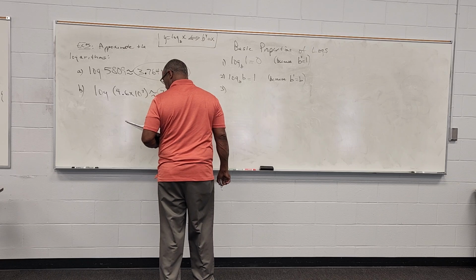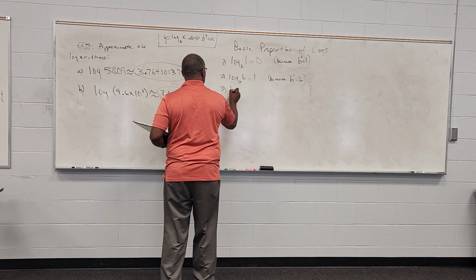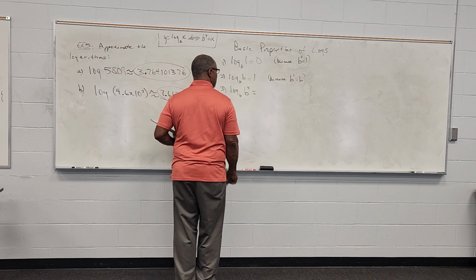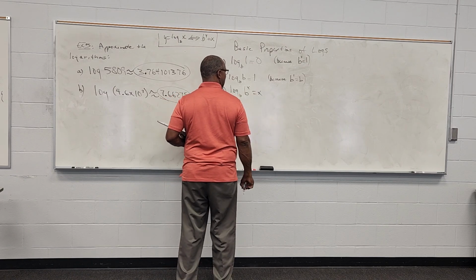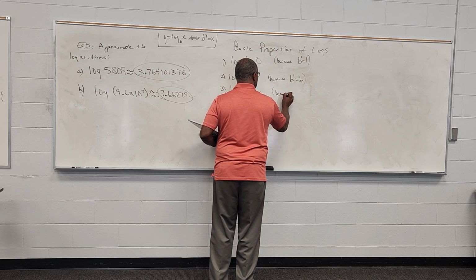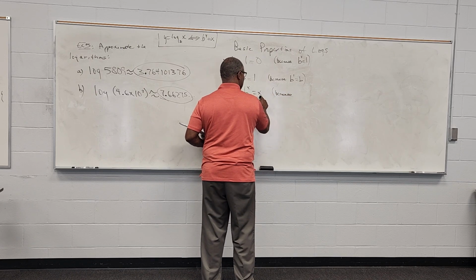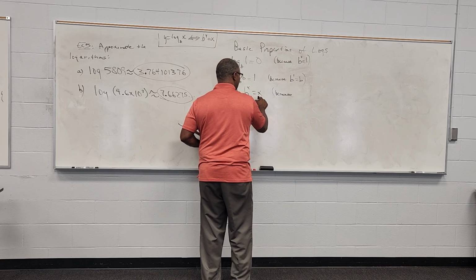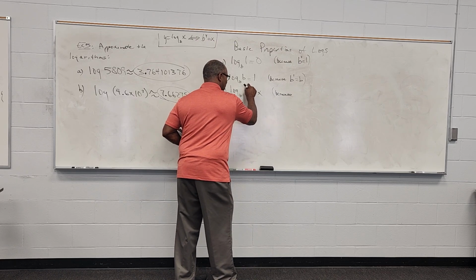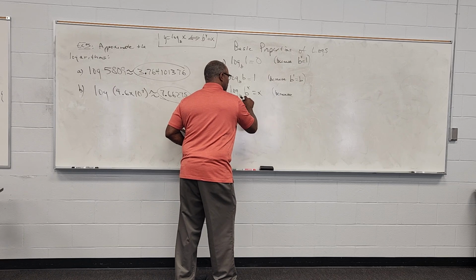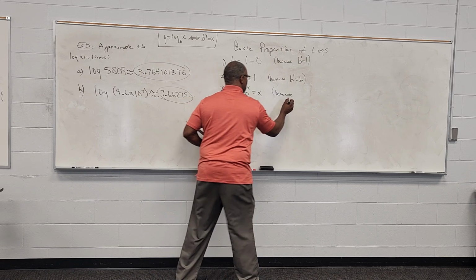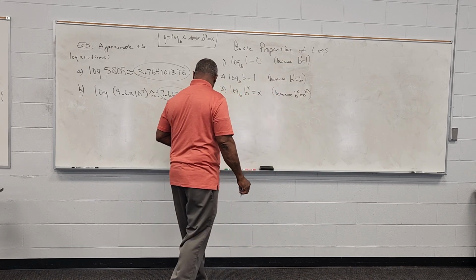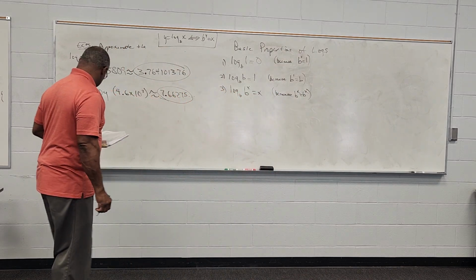The third property of logs. Log to the base b of b to the x is x. Because b to the y equals x, so log to the base b of x equals y, only if b to the y equals x. Okay? Hopefully these are making sense.